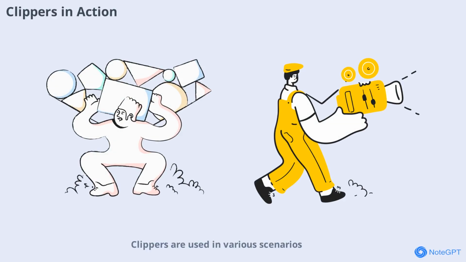Clippers are used in various scenarios such as protecting circuits from voltage spikes or shaping audio signals. By removing unwanted portions of a waveform, they help maintain signal integrity and prevent damage to sensitive components. Their role in signal conditioning is vital in both analog and digital systems.